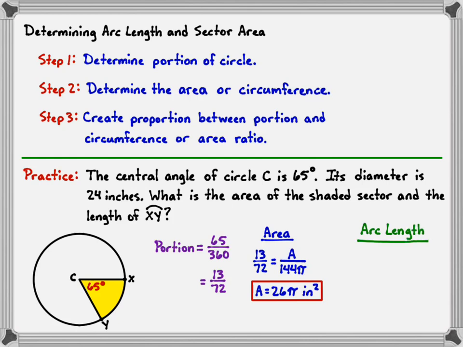All right, for arc length, it's going to be the same exact process. You're going to take the portion, which is 13 over 72, and we're going to set it equal to the other ratio. Well, the other ratio is dealing with circumference. The circumference of the circle is 2 times pi times r, or in this case, 2 times pi times 12, because the diameter is 24, the radius will be 12. So we would say L over 24 pi, cross multiply, and then divide, and we'd end up with 13 pi over 3 inches, or if you multiply it out, you'll get some decimal value. So that's an example of how to find sector area and arc length.